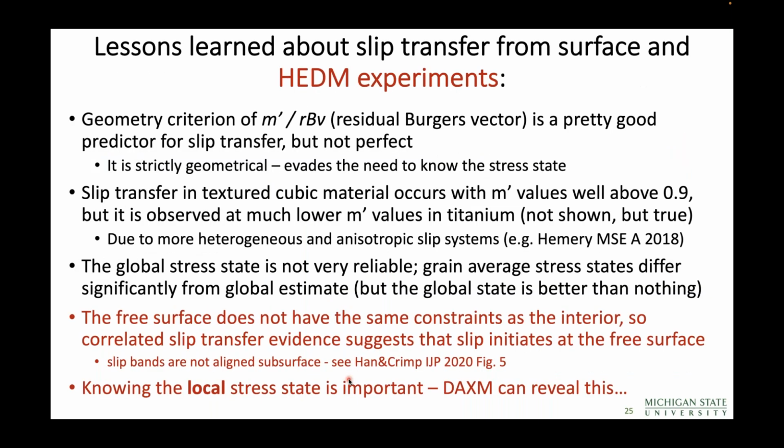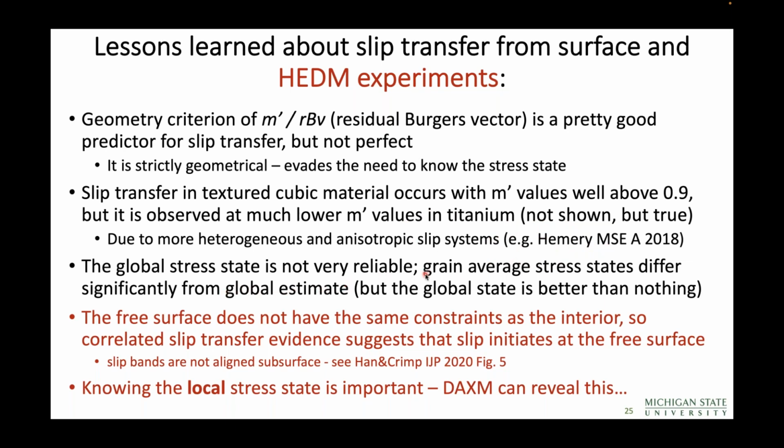So some lessons learned about slip transfer from the high energy HEDM experiments, and also from surface experiments: this M prime over residual Burgers vector is a pretty good predictor, and it's nice because it's strictly geometrical. We don't need to know the stress state. Slip transfer in a cubic material occurs with really high M prime values, typically well above 0.9. But we see slip transfer occurring at much lower M prime values in titanium, and there's other data in addition to ours that supports that.